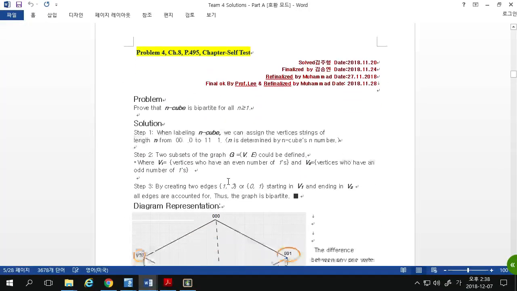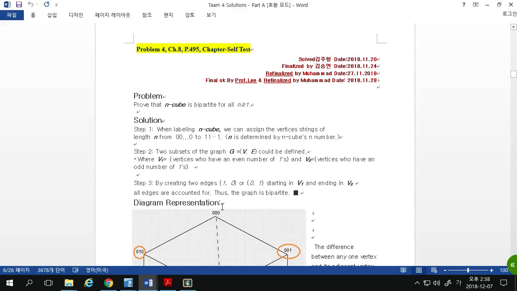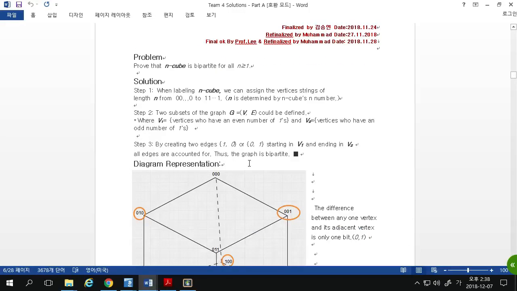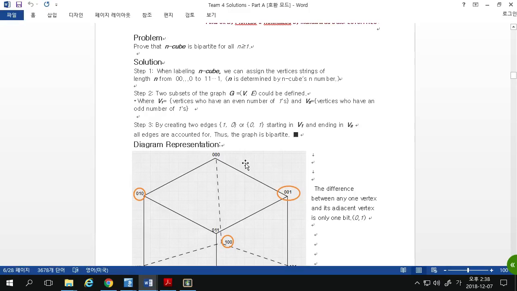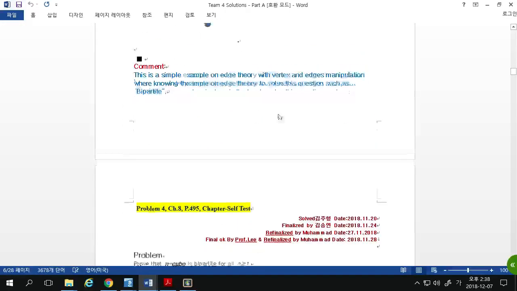For problem number 4, this was the most interesting problem of chapter number 8. We have to prove whether a given cube is bipartite or not. In other words, we have to find two subsets. Each vertex in each subset is connected to the vertices of the other subset, but at the same time it's not connected to the vertices of the same subset. I know it's kind of complex, but I hope you get the idea from this question.